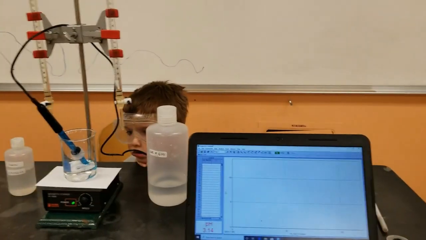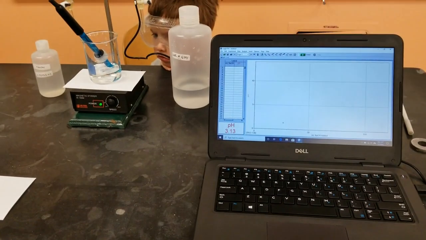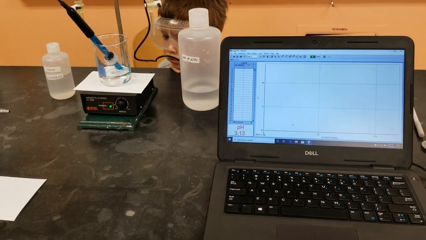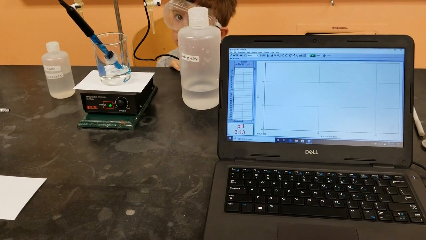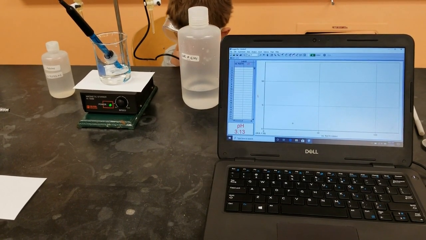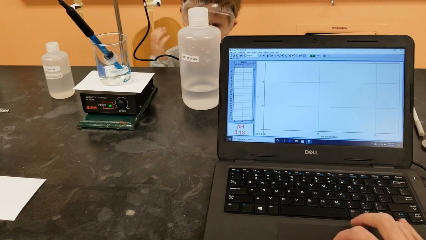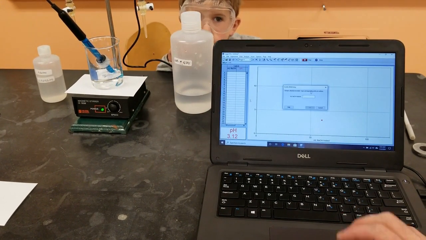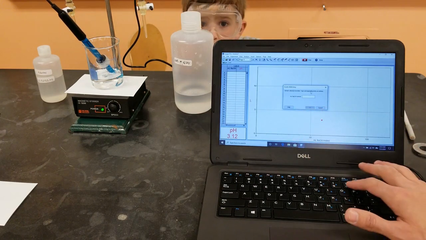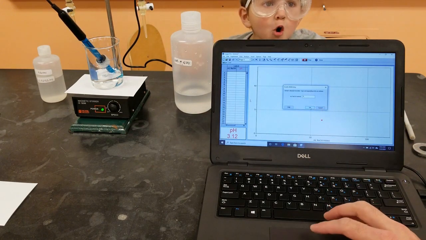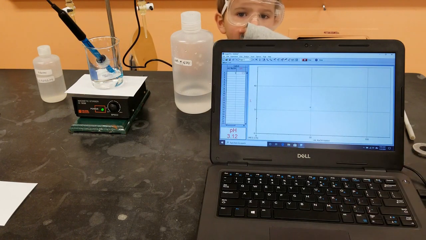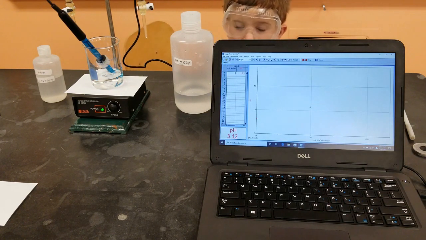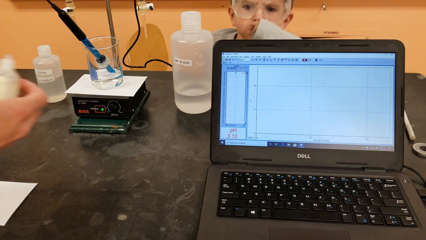And the pH probe is giving a reading of 3.13, 3.14. I'm going to collect my first point, and the milliliters of sodium hydroxide added, I'm going to say that is 0. I've not added any sodium hydroxide yet. Cool. Next, I'll be adding a few drops of phenolphthalein.